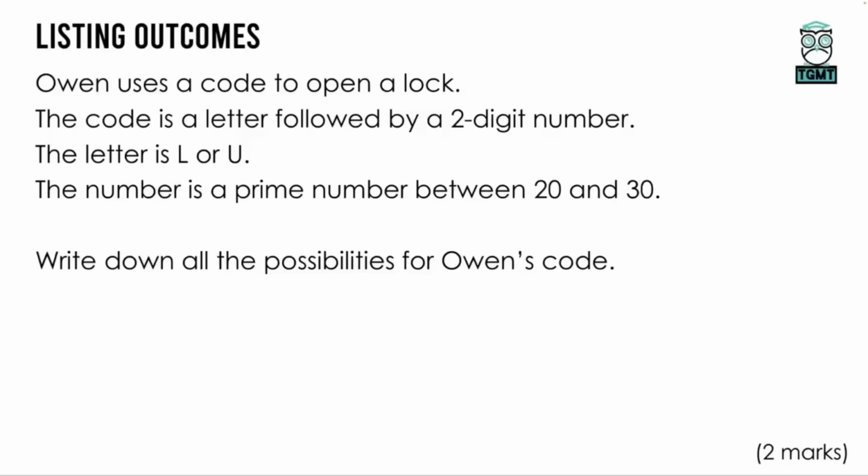Okay, so this question says Owen uses a code to open a lock. The code is a letter followed by a 2-digit number. The letter is L or U, and the number is a prime number between 20 and 30. Write down all the possibilities.